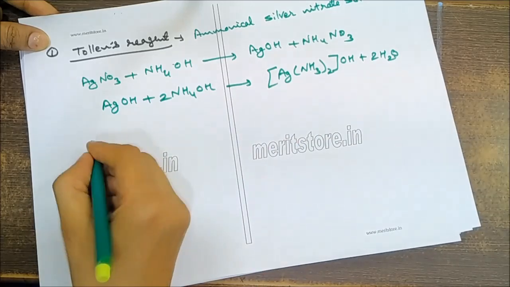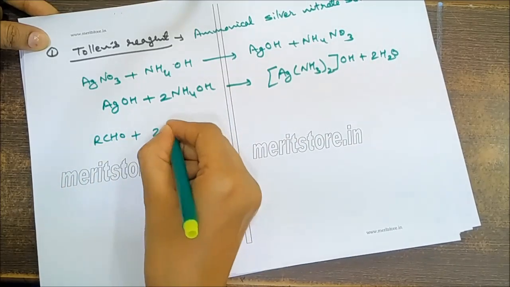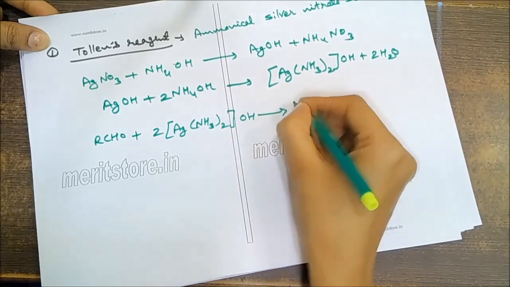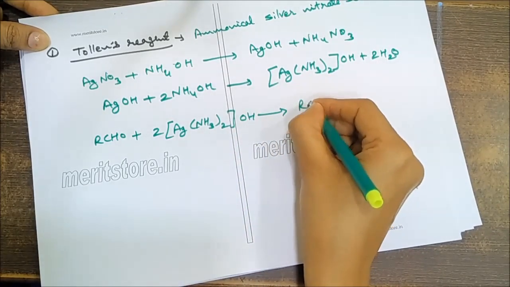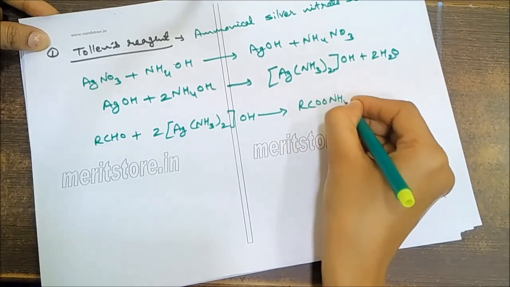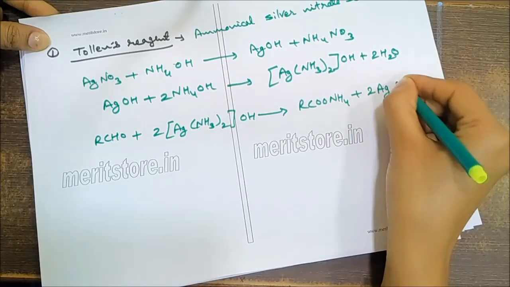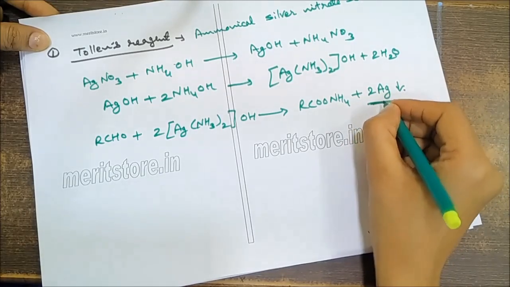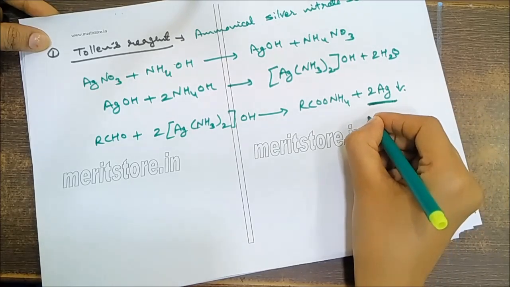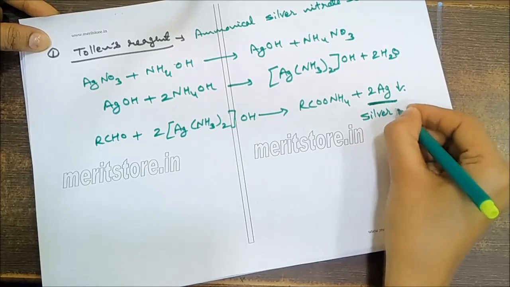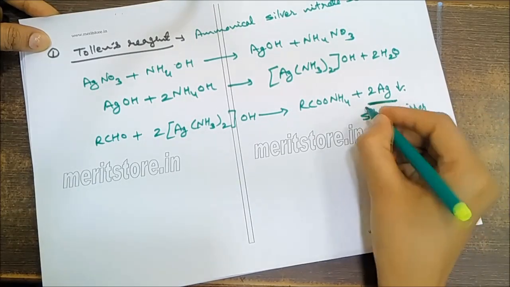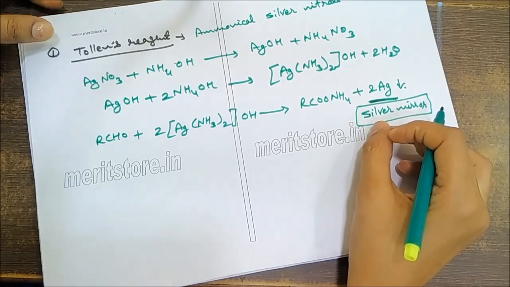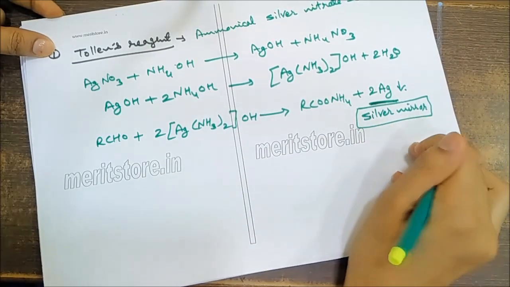This complex compound will react with aldehydes and will make ammonium salt, and silver will deposit. It will give precipitate. This will give a shiny appearance. So this test is called silver mirror test. We can see a thin lining of shiny silver. So this test is called silver mirror test.